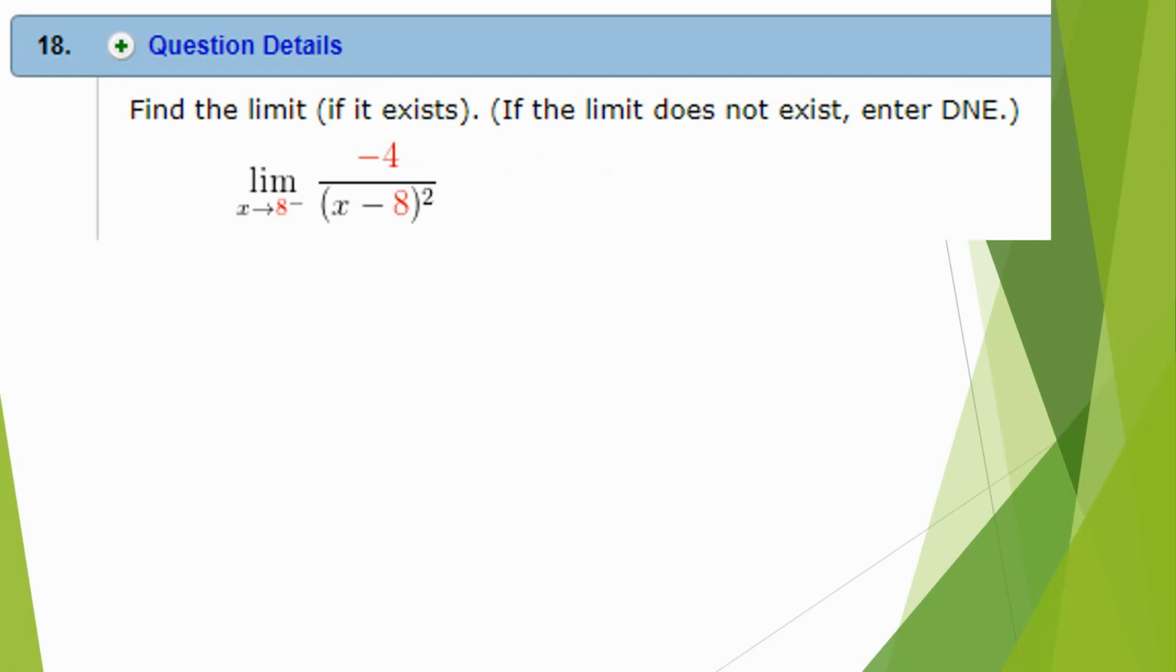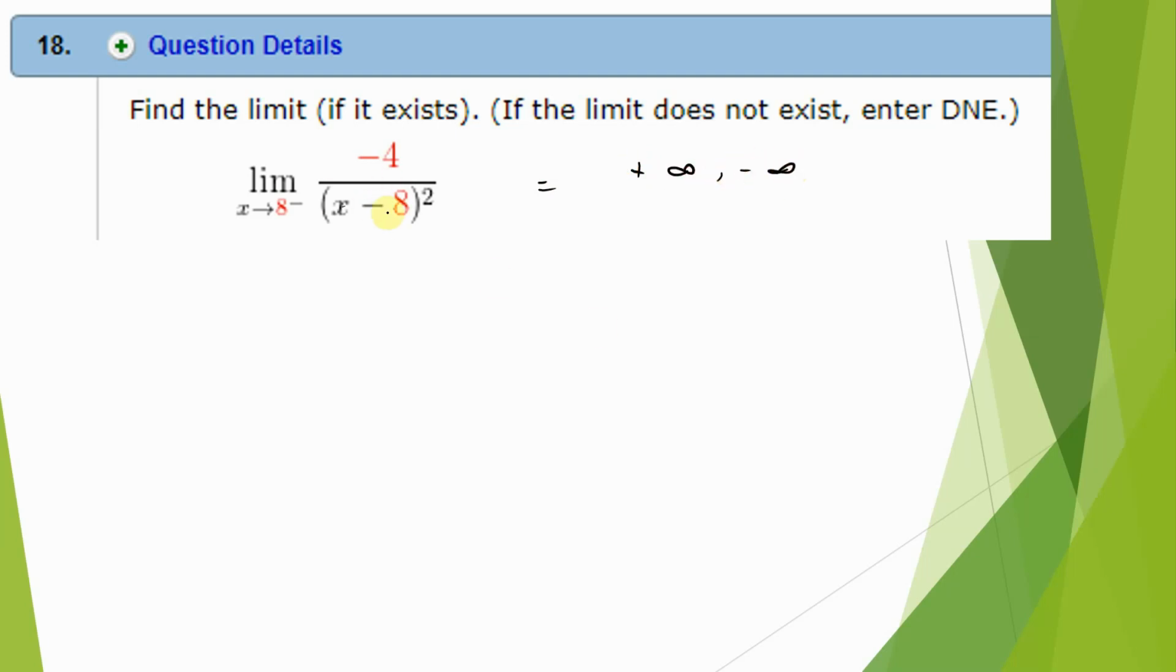And then lastly, find the limit if it exists. So we're going to plug in 8, and what happens if we plug in 8? 8 minus 8 is 0 squared over negative 4 divided by 0. Means that we know that there's going to be infinity here, right? We know it has to be either positive or negative infinity.